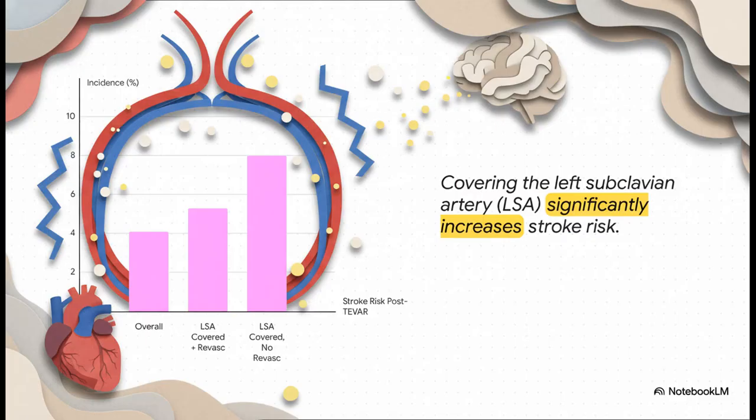Beyond the spinal cord, we also have to worry about the brain. The overall risk of stroke after TEVAR is about 4%. But just look at this data on the left subclavian artery. If you cover the LSA and don't revascularize it, you pretty much double the risk of stroke, up to 8%. Even if you do revascularize it, the risk is still higher than baseline. The takeaway here is clear. Anytime you're manipulating wires and devices in the aortic arch, you risk knocking loose a bunch of atheromatous junk that can fly straight to the brain.